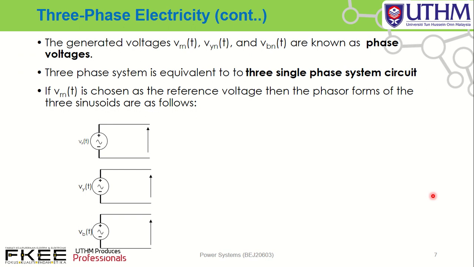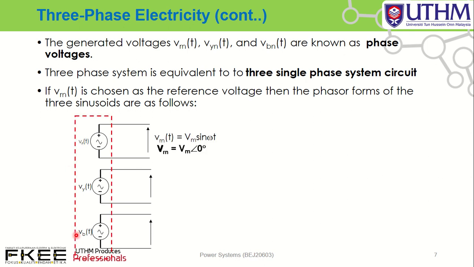Okay, three-phase electricity. The generated voltages VRN, VYN, and VBN are known as phase voltages: phase A or phase red, phase B or phase yellow, and phase C or phase blue. In this figure we write VR, VY, and VB.